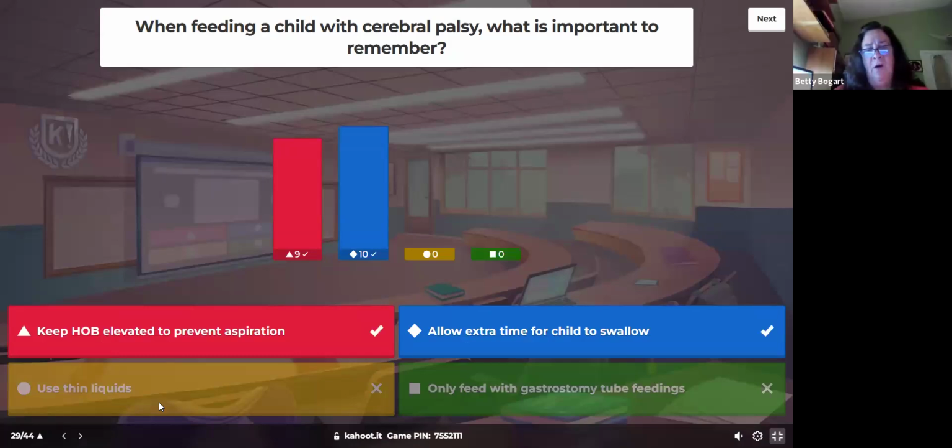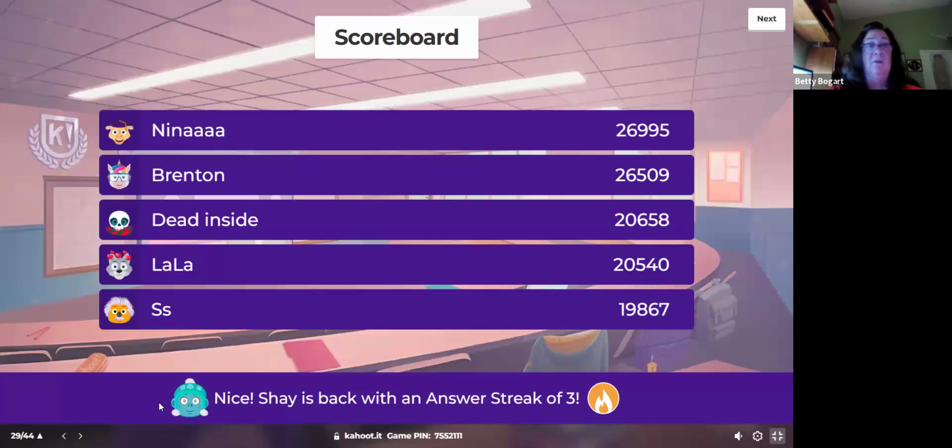Very good. And we don't use thin liquids on a child that has trouble swallowing. We actually thicken those liquids. You know, one of the things is you think all cerebral palsy children need a gastrostomy tube. Remember, there's mild to severe, and not all of them need a gastrostomy tube, or some use both.